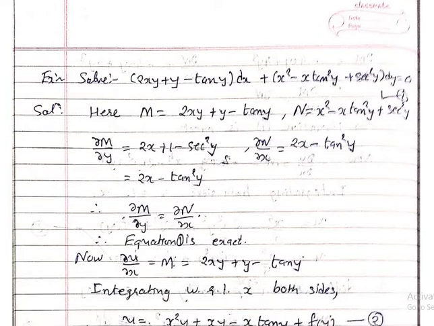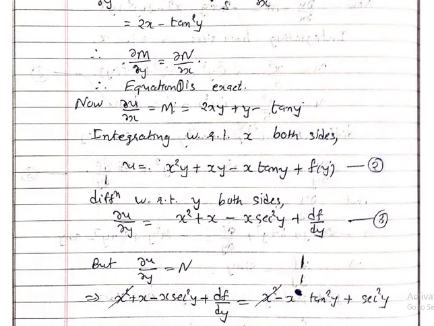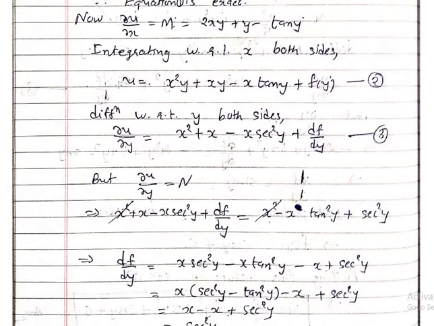Now what we are going to do, we are going to start with our assumption del u by del x is equal to M for the solution u. So M is equal to 2xy + y - 10y. So you are going to integrate with respect to x, and then you will have u is equal to x square y + xy - x 10y + some function of y. Now this is your equation number 2.